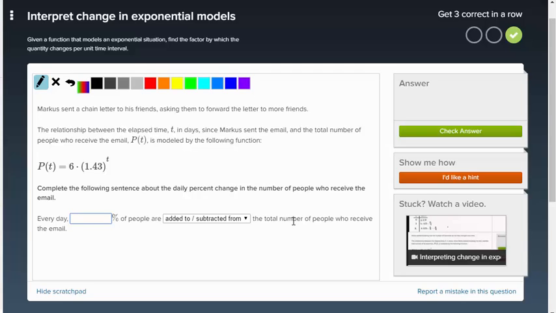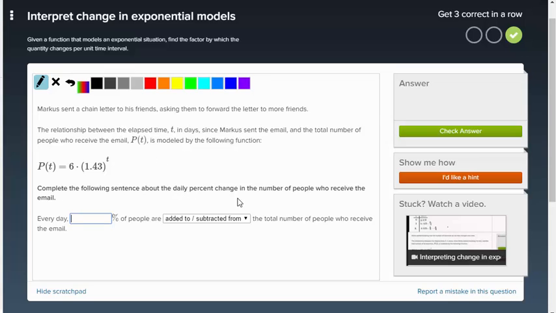Marcus sent a chain letter to his friends, asking them to forward to more friends. The relationship between the elapsed time t in days since Marcus sent the email and the total number of people who received the email, P of t, is modeled by the following function. P of t equals 6 times 1.43 to the t power. Once again, I can calculate how many people received a letter by this function. After 1 day, it would be 6 times 1.43 to the first power. After 10 days, 6 times 1.43 to the 10th power.